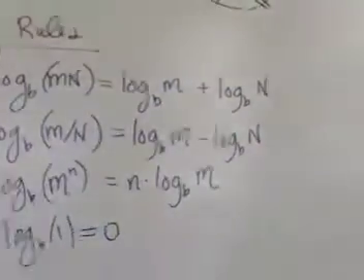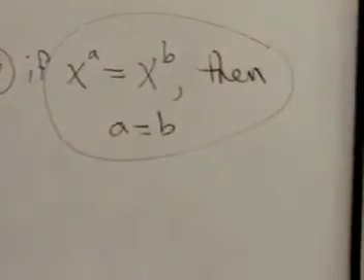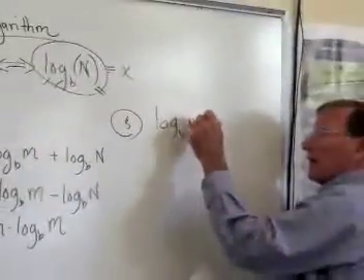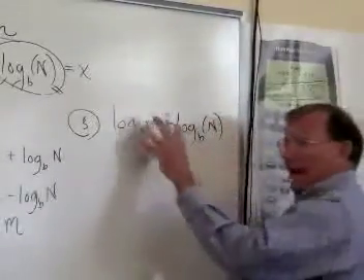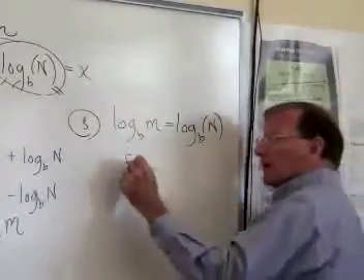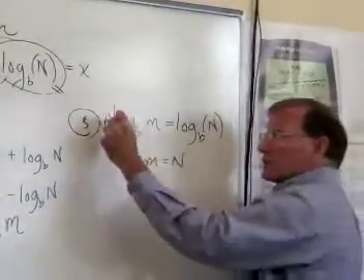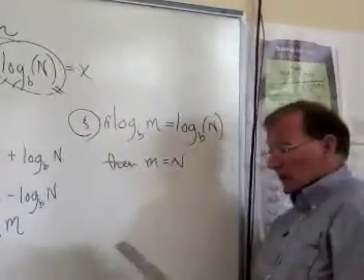In addition to this fact, there is a corresponding fact for logarithms that says basically if the log base b of m equals the log base b of n, that can be true only if m equals n. So if this is true, then we know that m has to equal n.